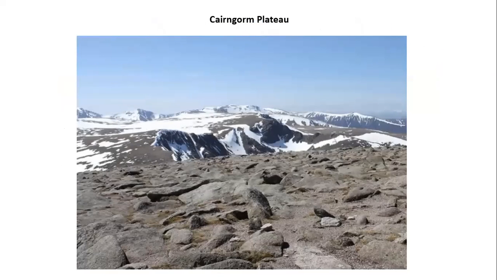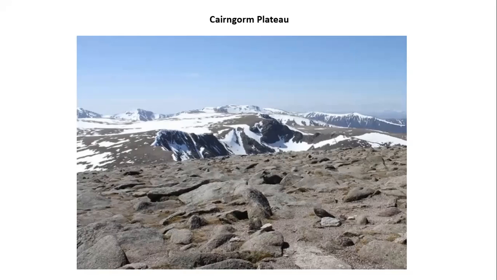And what does it look like? Well, like that. That's the Cairngorm Plateau in spring. So that's your high montane zone. So you've got snow lying in hollows and gullies, and then you've got a lot of rock, very sparse vegetation, very sparse. It's a really difficult environment to survive.